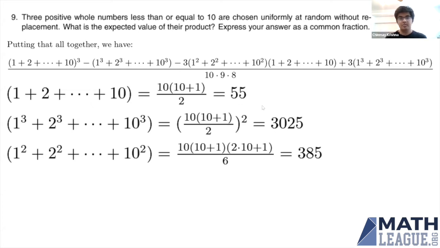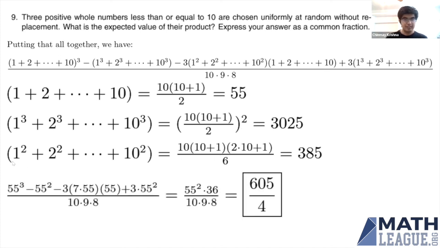So now that we know what these terms are, we can plug them in and find out what our answer is. So this would be 55 cubed, that would be 55 squared, and we can just factor out 55 squared, and the remaining term would be times 36, and we divide it by 10 times 9 times 8, which is 720. And then after simplification, we find our answer, which is 605 over 4.